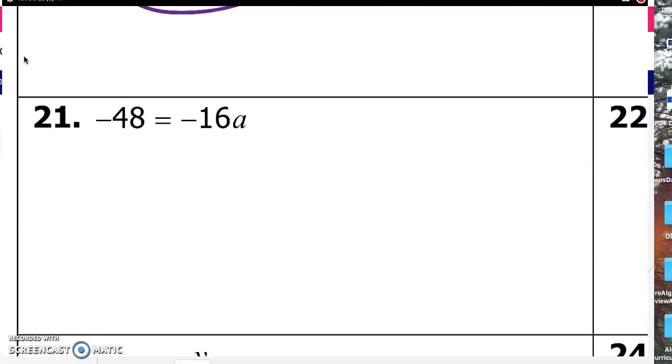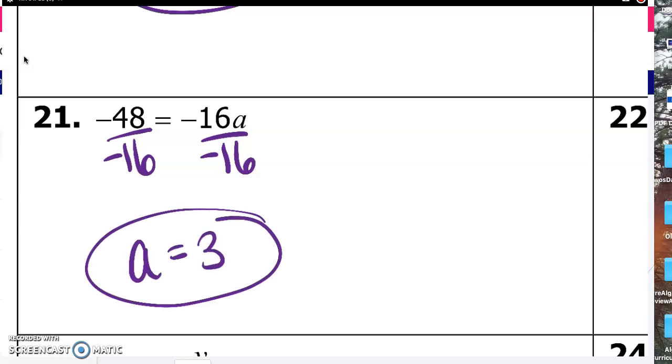21, this is negative 16a, so negative 16 times a. A lot of people make the mistake of doing plus 16, which is not correct. We need to divide by negative 16. So that would give us a equals positive 3.